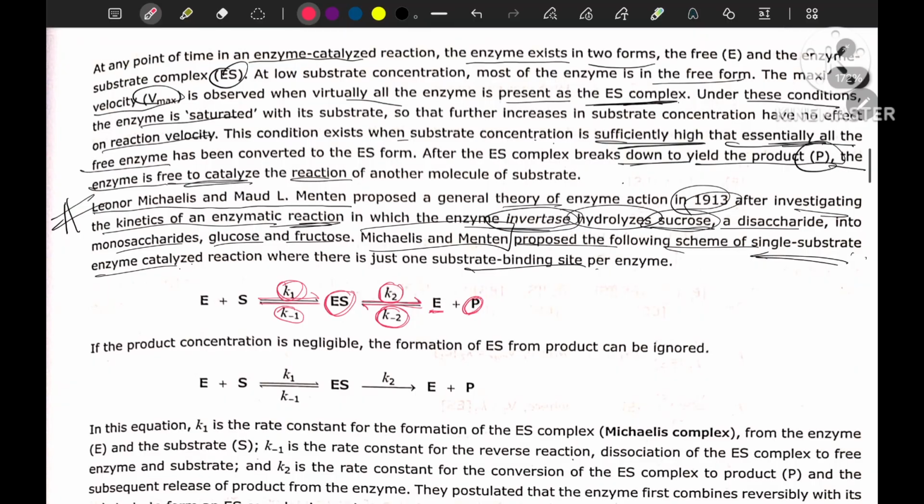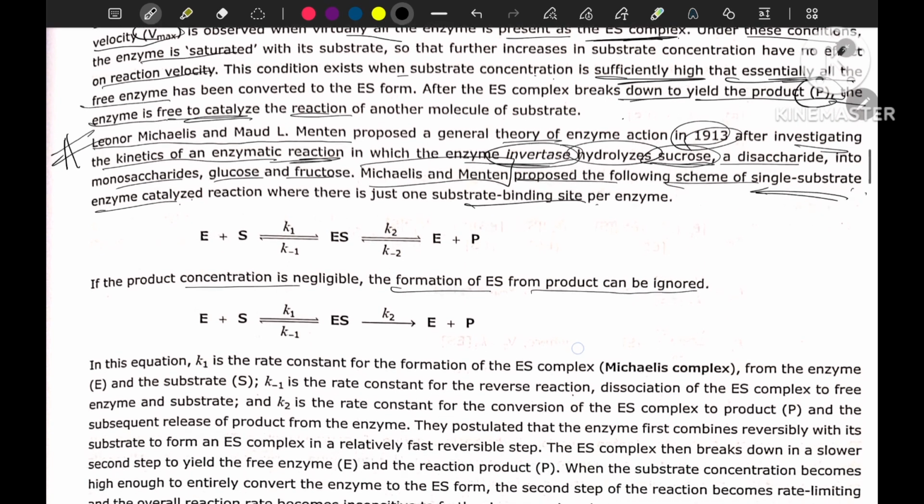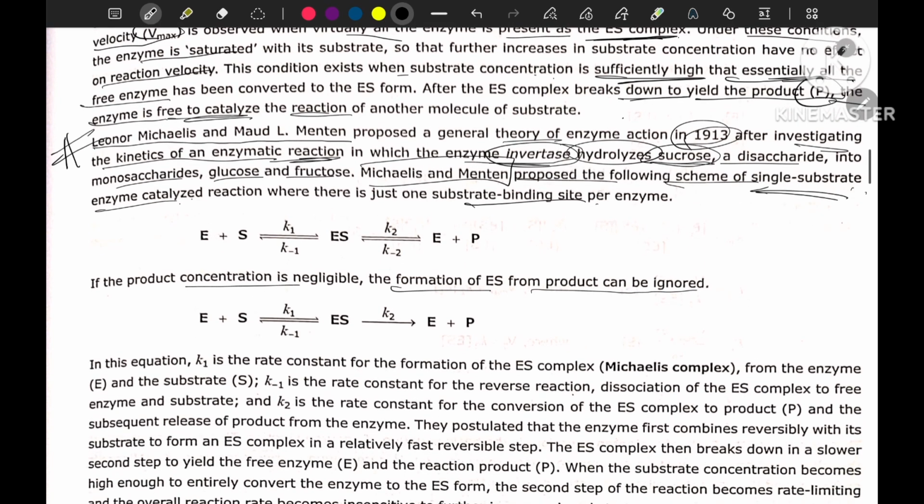If the product concentration is negligible, the formation of ES from the product can be ignored. So here in this one, this is not reversible. It is irreversible, so there is no K minus 2.